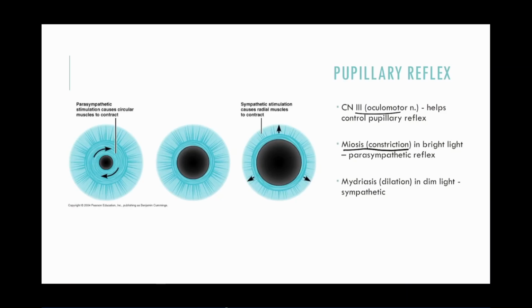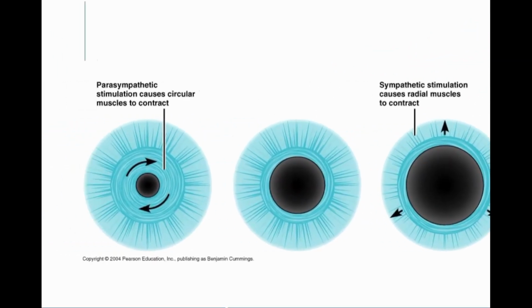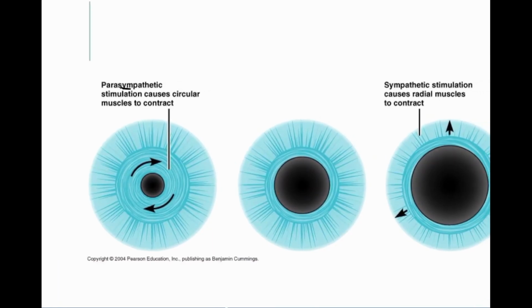With meiosis or constriction, shining bright light, what should happen to the pupil? It's going to constrict. It's too much light. The pupil is like the shutter on a camera. How much light do you let get into the camera? So during meiosis, constriction, it's a parasympathetic reflex. So look right here. Parasympathetic stimulation causes the circular muscles to contract in the eye, in the pupil. The circular muscles. And we get pinpoint pupils.